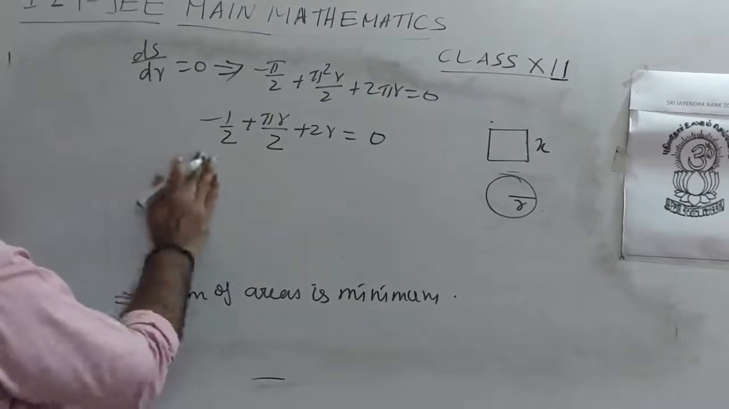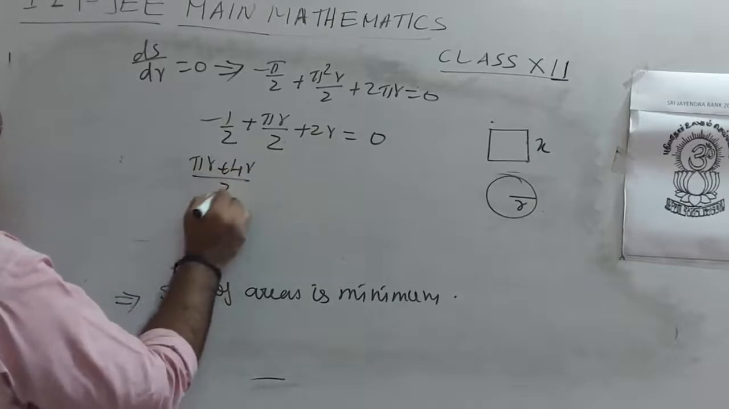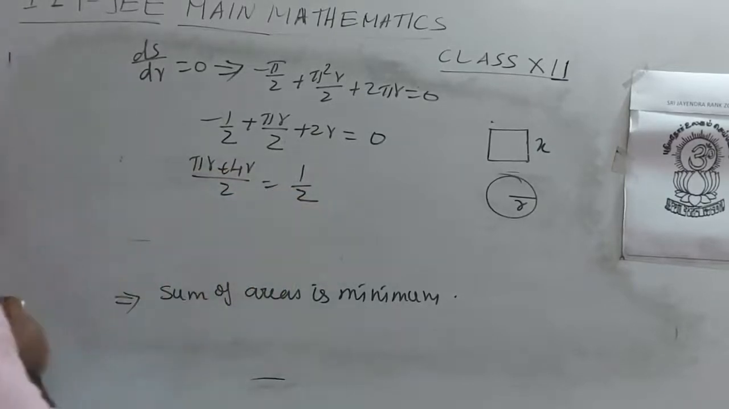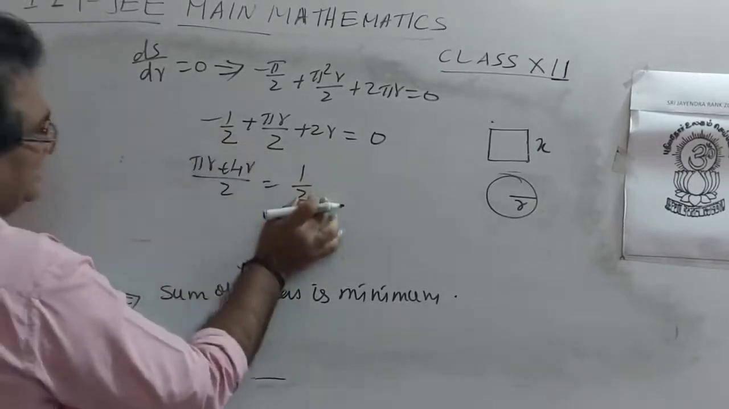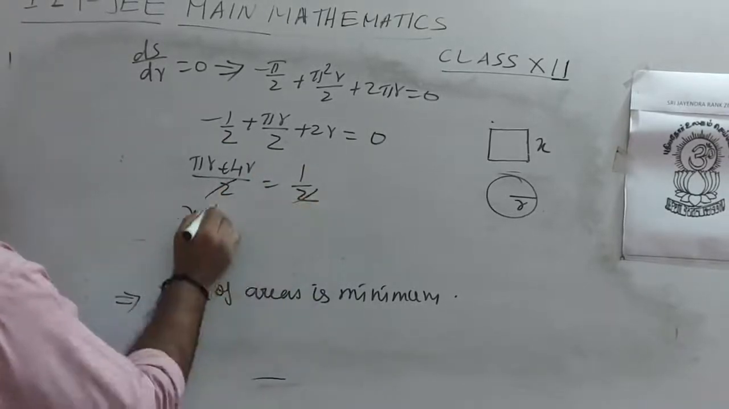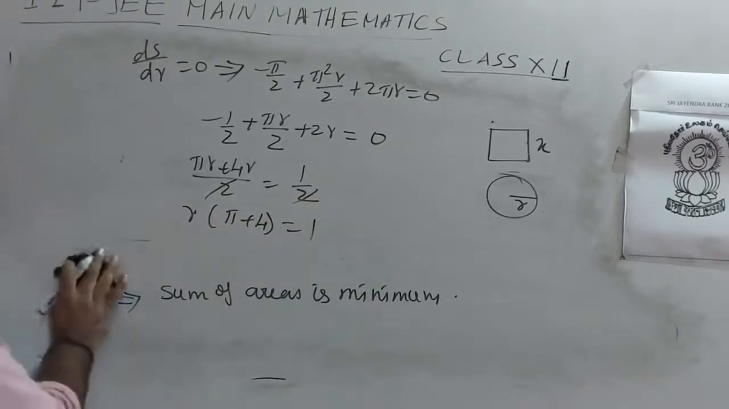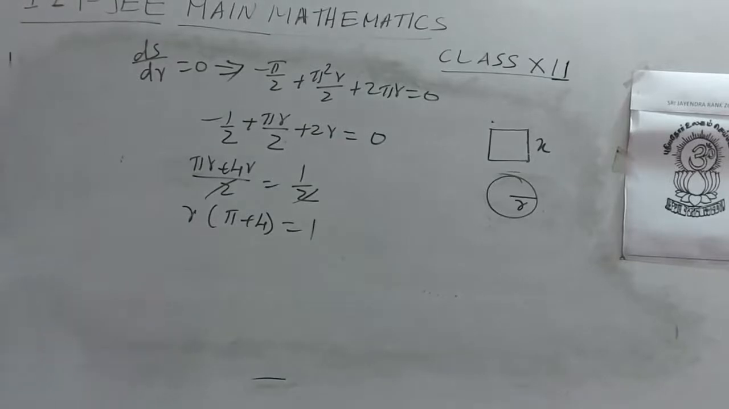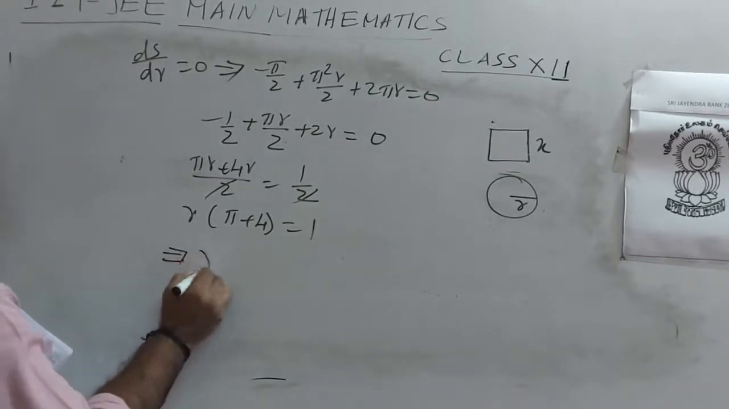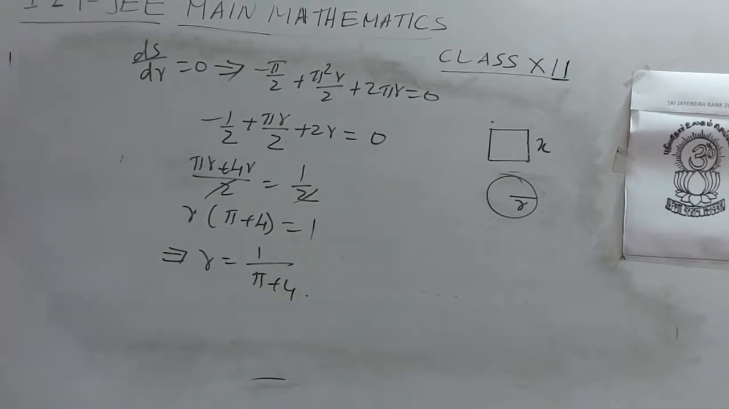Pi r plus 4r by 2 equal to 1 by 2. Bring minus 1 by 2 to this side, you take LCM, pi r plus 4r. This will be cancelled. r into pi plus 4 equal to 1. R equal to 1 by pi plus 4.